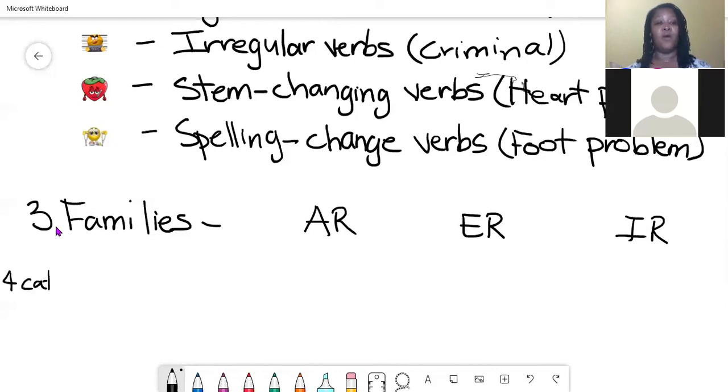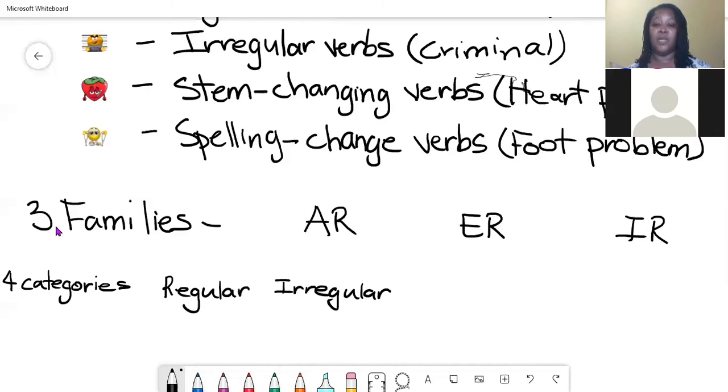In addition to the 3 families, what is happening in each family is that you will find 4 categories of these verbs. The 4 categories are regular, irregular, stem change, spelling change.